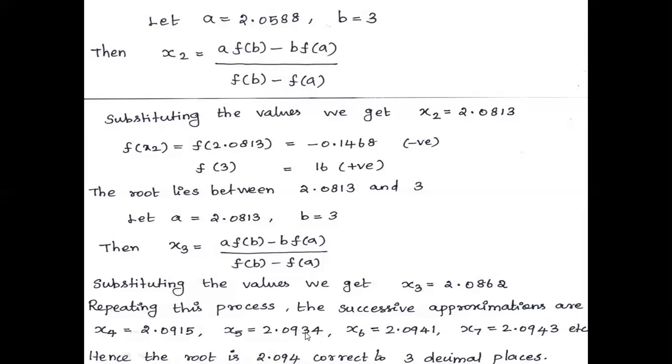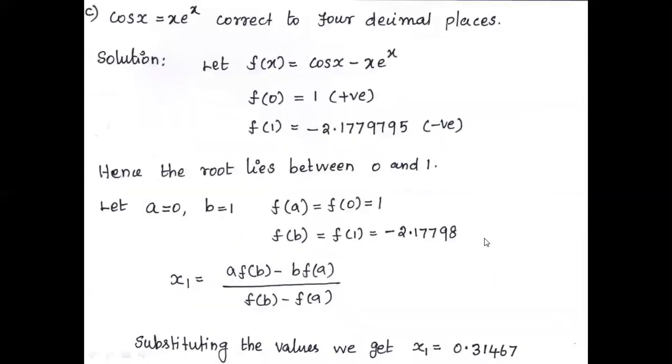Similarly, x5 is 2.0934, x6 is 2.0941, x7 is 2.0943. So here x6 and x7, the 3 decimal places are same. So therefore, we can consider the root as 2.094 is the final answer.